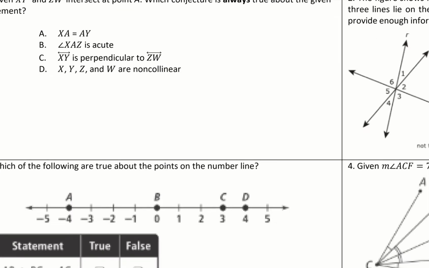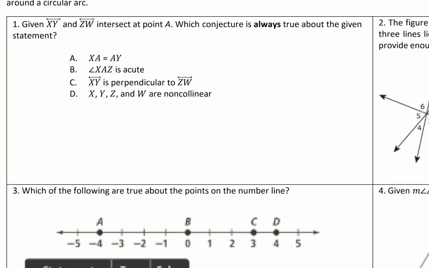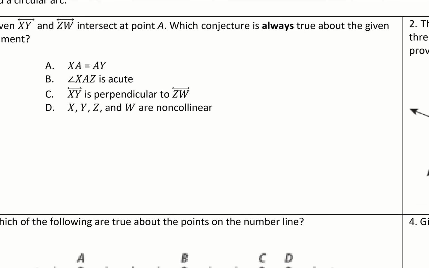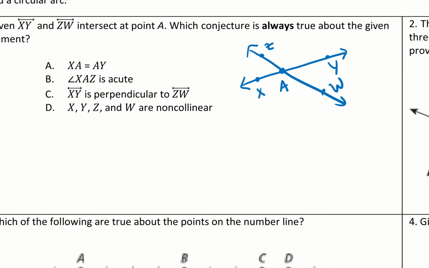So number one: given lines XY and ZW intersect at point A, which conjecture is always true about the given statement? Let's go ahead and draw them. Suppose this is line XY, and this is line ZW. So we have X, Y, Z, and W here, and they intersect at point A. There are multiple ways that you can draw this, right? You can draw it like that. There are multiple ways you could do it.